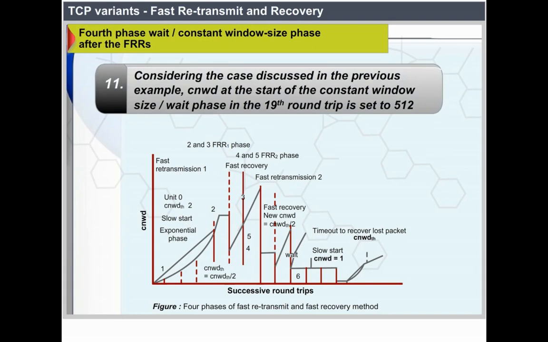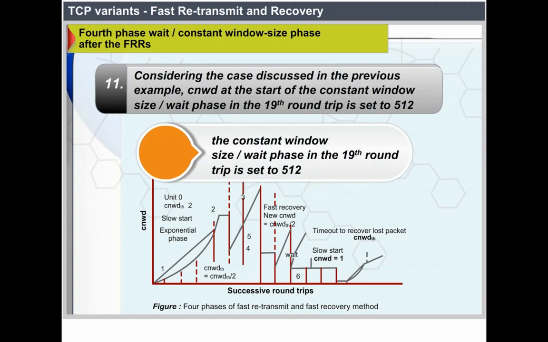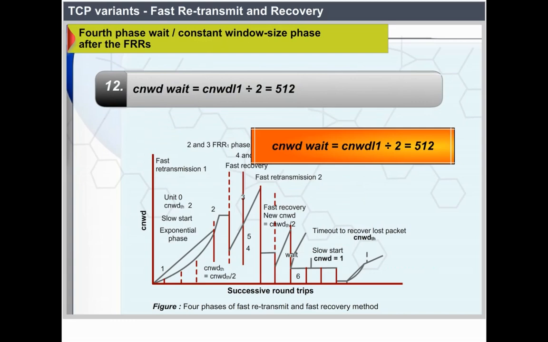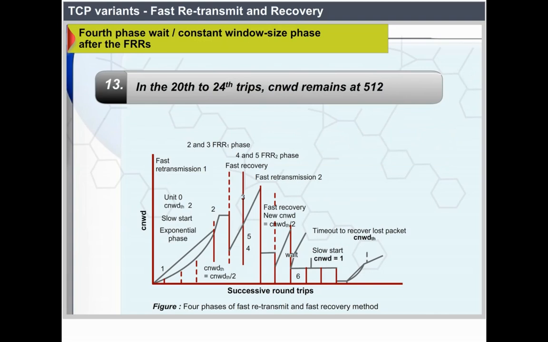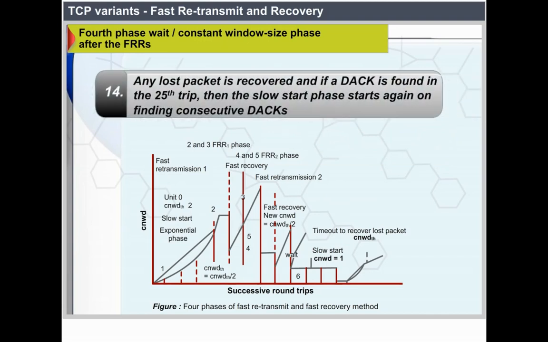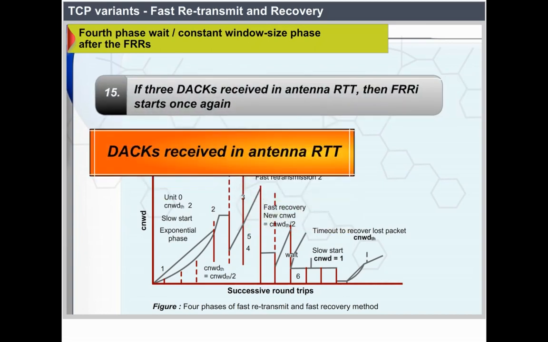Considering the case discussed in the previous example, CNWD at the start of the constant window size / wait phase in the 19th round trip is set to 512. CNWD wait is equal to CNWD1 divided by 2, that is equal to 512. In the 20th to 24th trips, CNWD remains at 512. Any lost packet is recovered, and if a DACK is found in the 25th trip, then the slow start phase starts again on finding consecutive DACKs. If 3 DACKs are received in an RTT, then FRR1 starts once again.